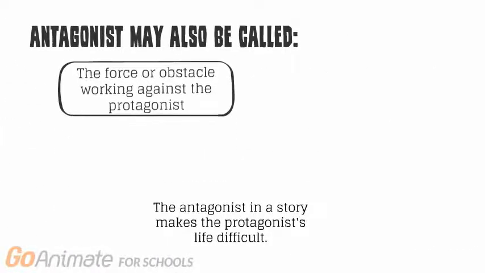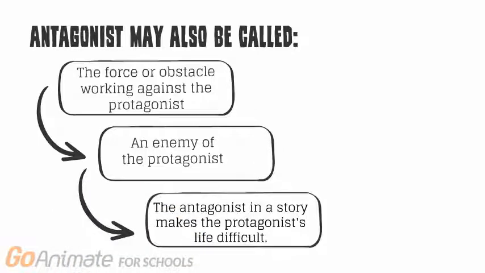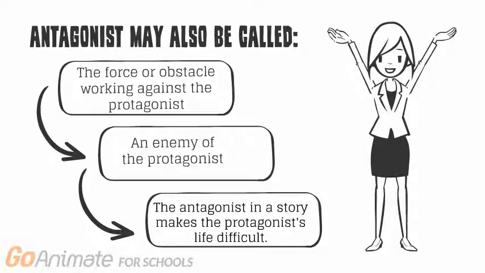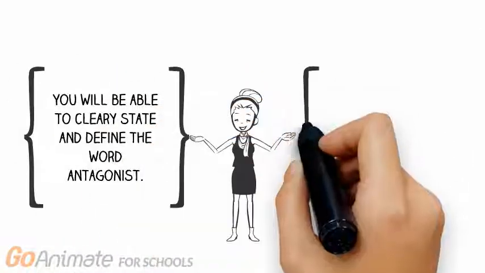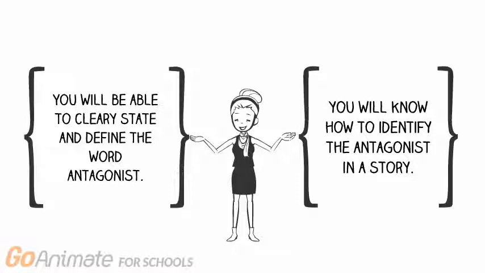An antagonist may also be called the force or obstacle working against the protagonist, an enemy of the protagonist. The antagonist in a story makes the protagonist's life difficult. By the end of this week, you will be able to clearly state and define the word antagonist. You will know how to identify the antagonist in a story.